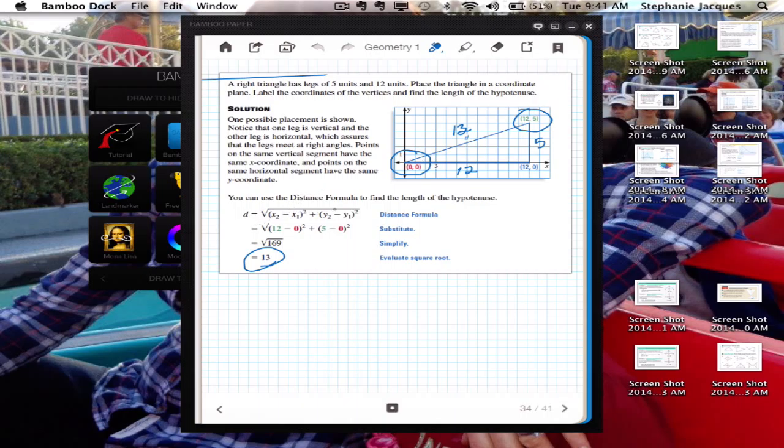So we just plug them into the distance formula, and because we had zeros in there, it makes it really nice, because you're just doing 12 squared and 5 squared, which gives us 169, and the square root of that is 13, and you get your distance.